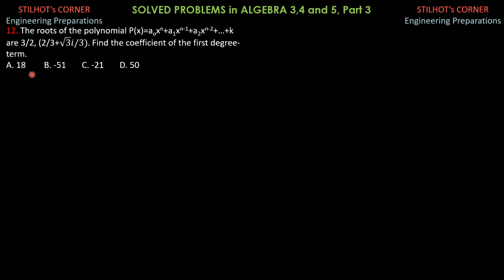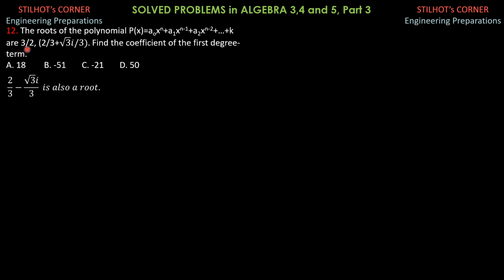So by principle, because we have one root which is 2/3 plus square root of 3i over 3, the other root is 2/3 minus square root of 3i over 3. Therefore, this polynomial is third degree. And I will find the coefficient of the first degree term. So 2/3 minus square root of 3i over 3 is also a root. That's why this polynomial is third degree.